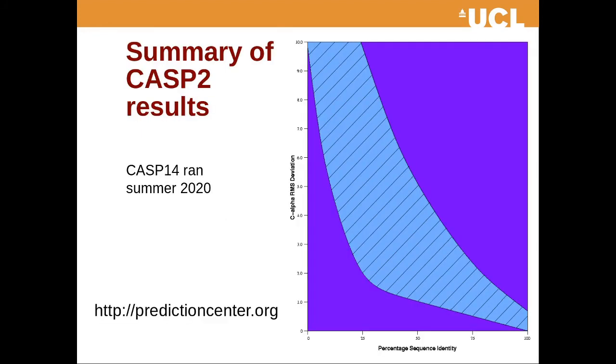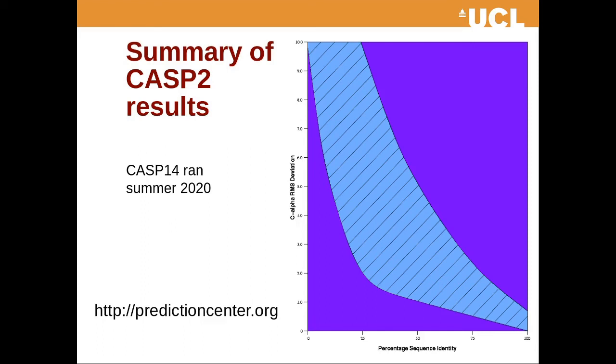Now, some time ago, I was the evaluator for CASP2. As I said, this runs every 2 years, and CASP14 ran in the summer of 2020. Now, this graph on the right summarizes the overall predictions from CASP2. So along the bottom, we have percentage sequence identity, and on the y-axis, we have the C-alpha RMS deviation. So C-alpha RMS deviation means we're just calculating this on the alpha carbon atoms rather than considering all atoms.